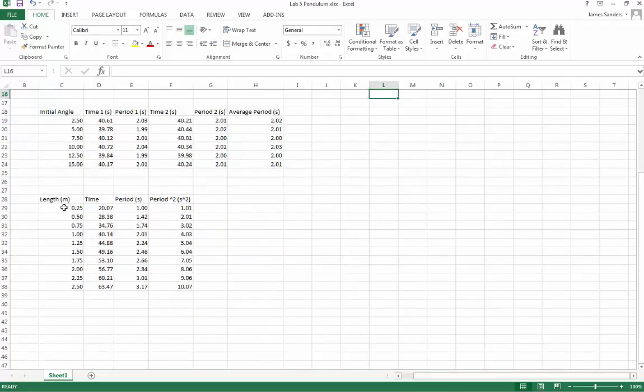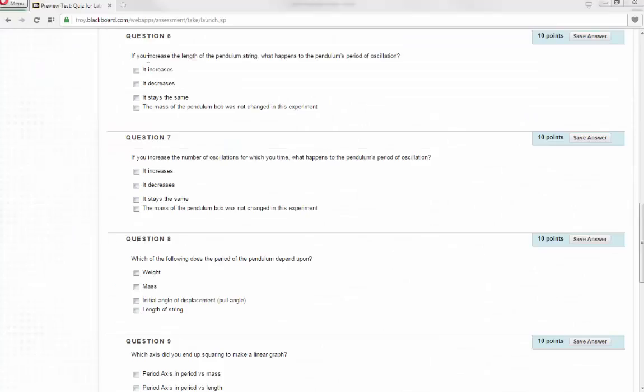So let's turn to the length versus period. And you can see that as I increase the length, the period also appears to be increasing, and hence also the period squared is increasing. So these numbers are getting bigger as I go down, just as these numbers are getting bigger as I go down. So the answer, therefore, is that as you increase the length, the period also is going to increase.